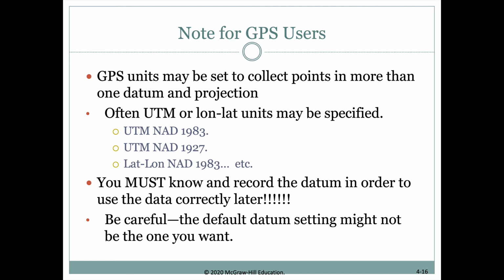So for GPS users, when you're collecting GPS data, you can actually collect it in more than one datum at the same time. Some of the common datums used are NAD83, NAD27, and LAN NAD83, but there's many more. The important thing is if you know what datum that you've used for recording the information in the GPS, you can always use a different datum and get it into the proper location later. So when collecting data with the GPS, it's just important to know what datum you're using in order to collect the data.